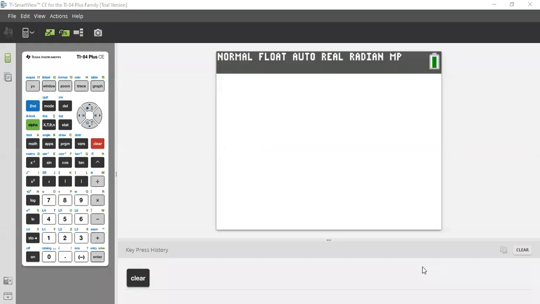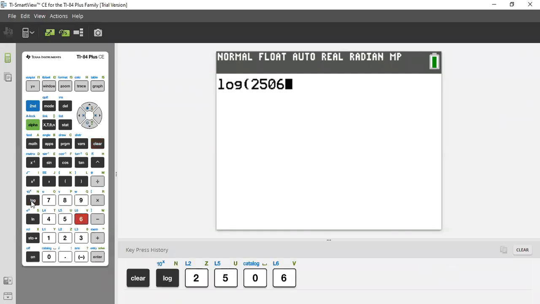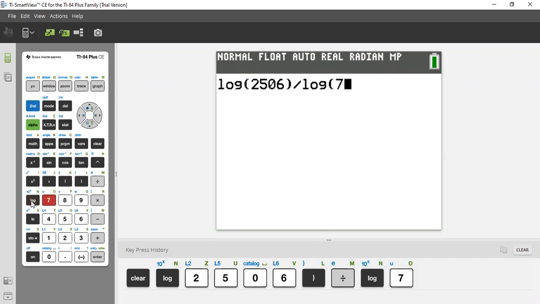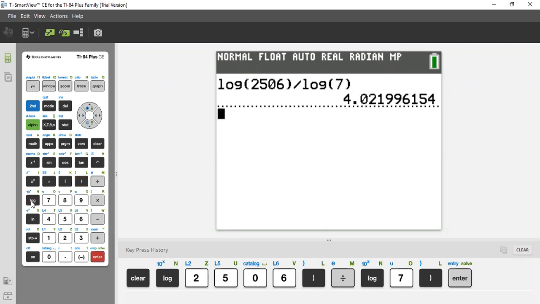So number one is you're just going to hit log 2506. Now, you need to close the parentheses on that one. You need to say, I am done with that log, because if you don't, it changes what we're doing. And then I'm going to do divide by log 7. And I'm going to close that up and press enter. So I get that this value is 4.022. And I'm just going to round at 3 decimal places.